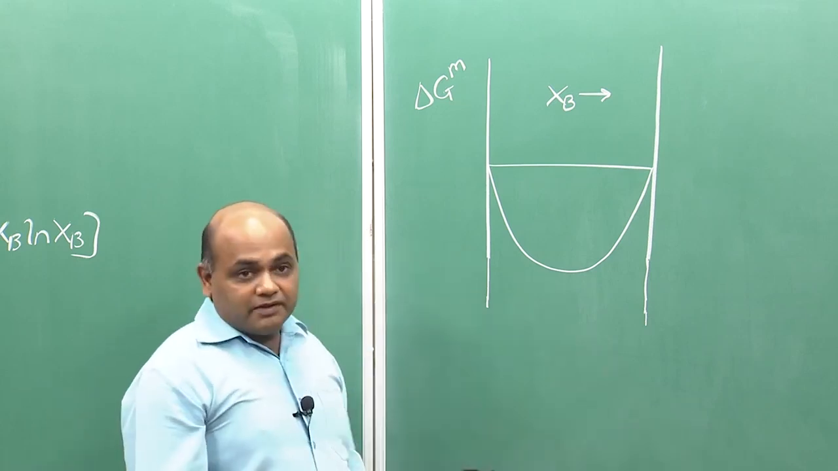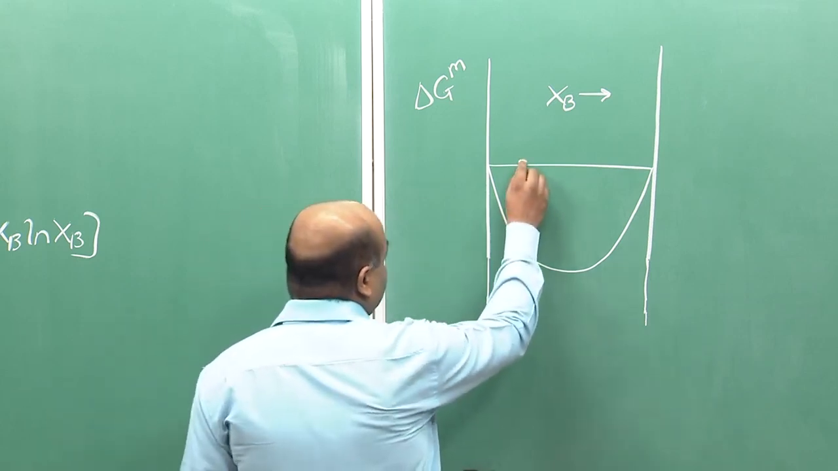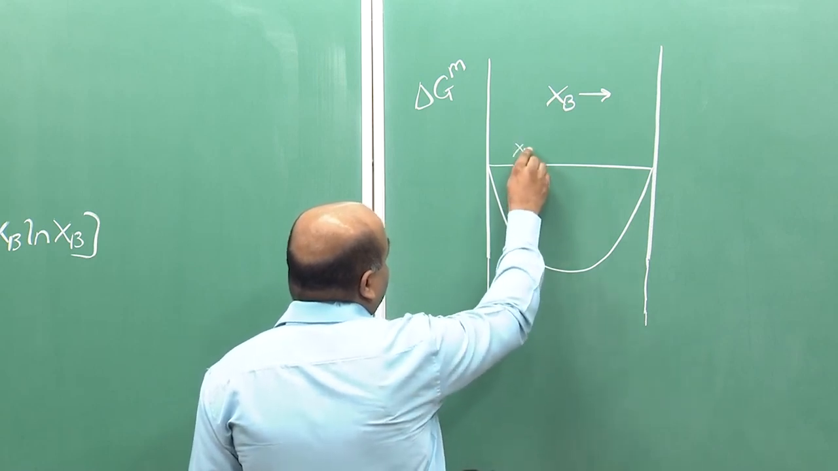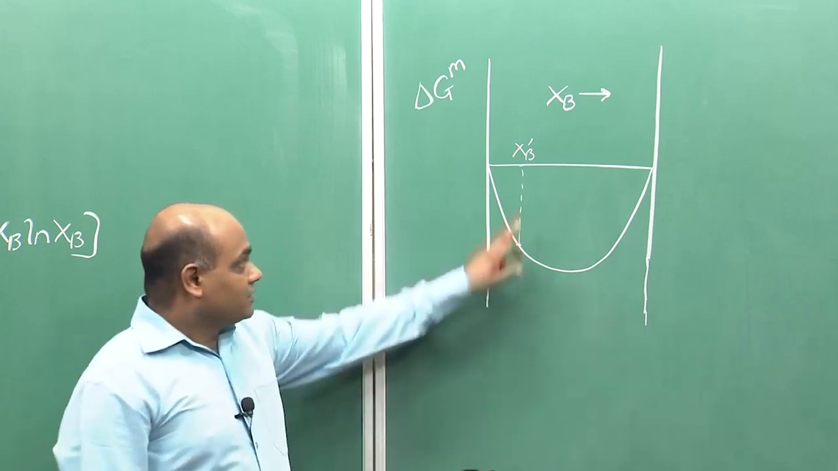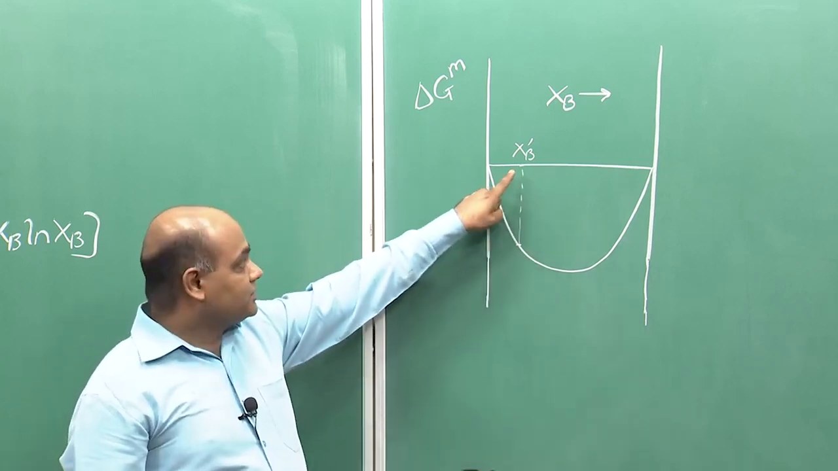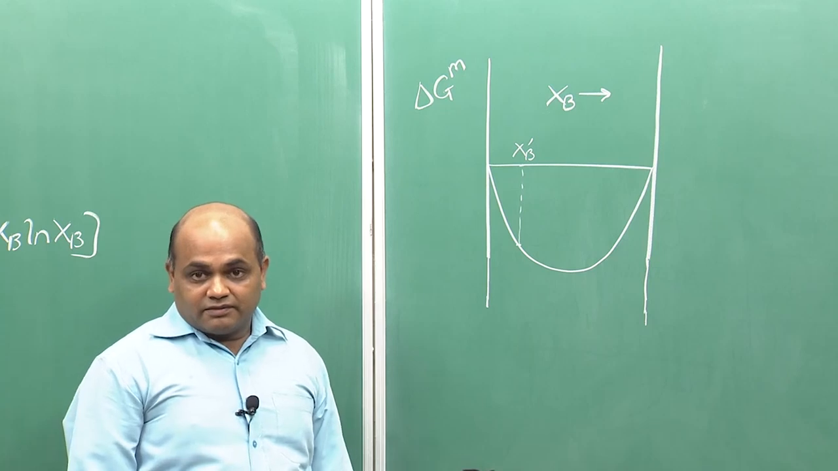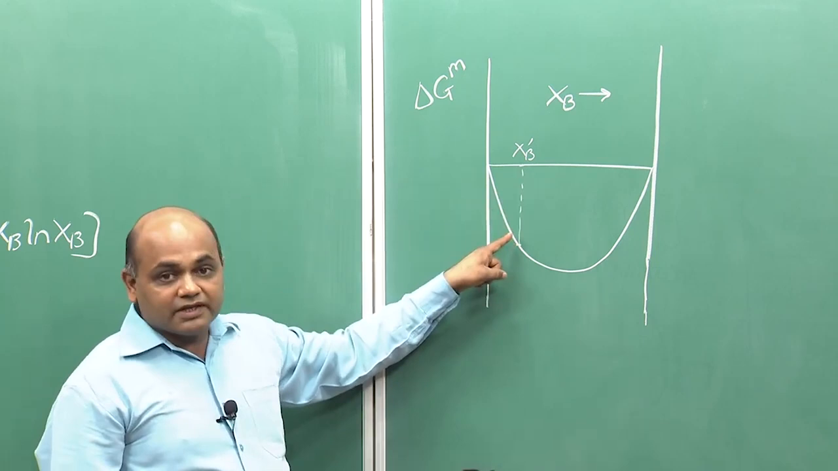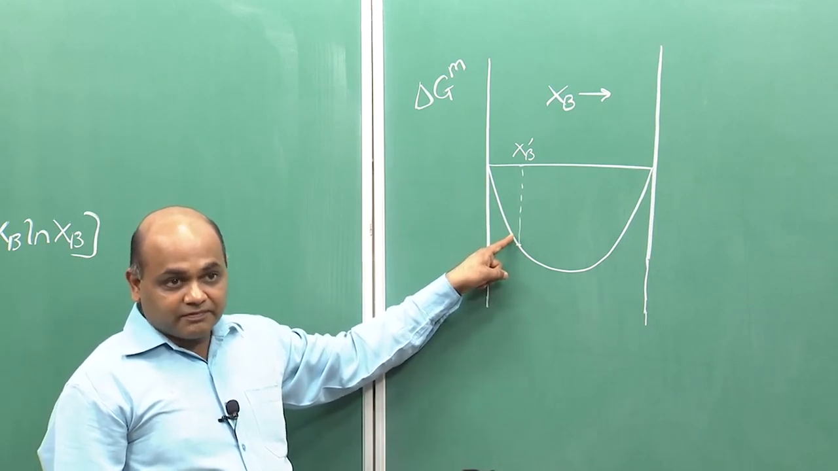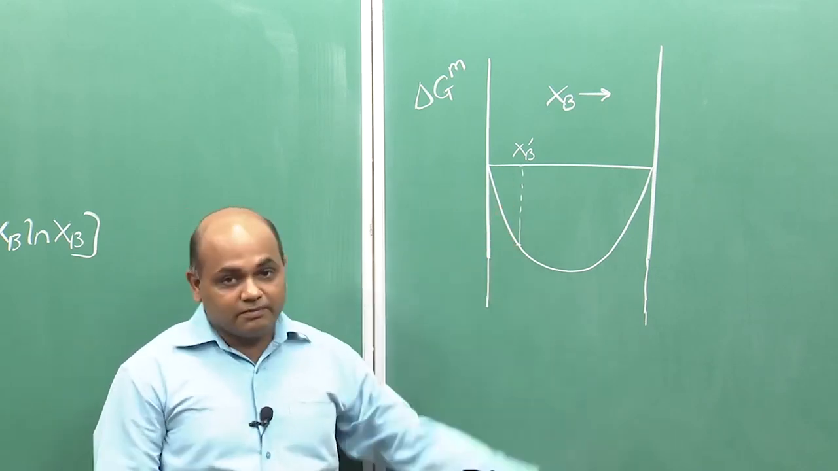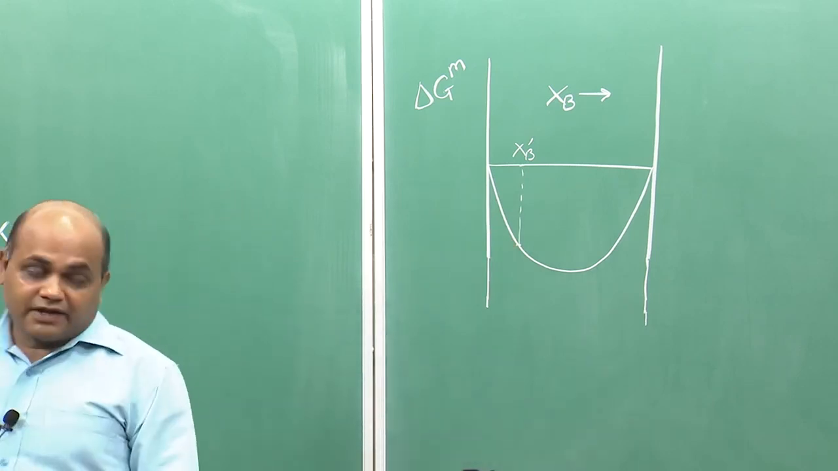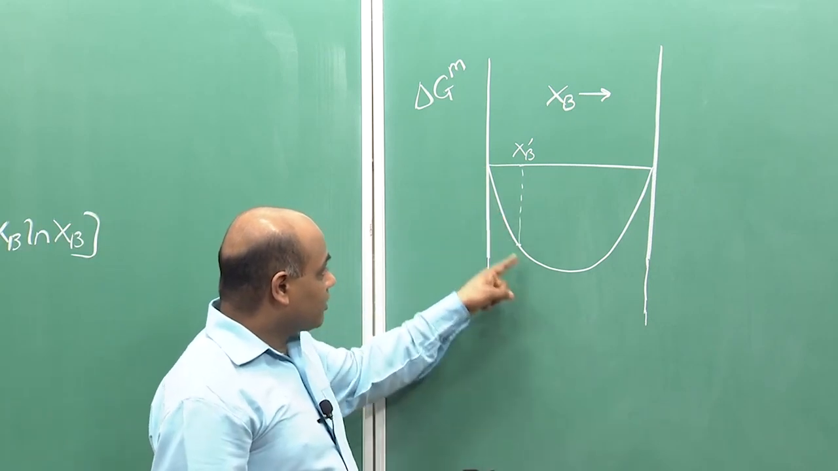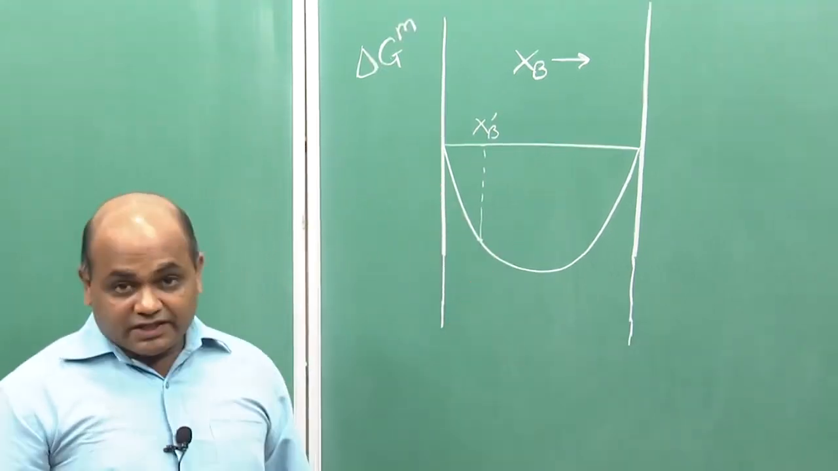So, now what does this mean? That at any composition, if I form a solution, consider x B prime. If I take two components with this composition, x B prime and x A prime, and form a solution, there will be a decrease in Gibbs free energy, and so forming the solution will be an irreversible reaction. And we see that the solution will be stable at all composition. Now, this is delta G m versus x B.